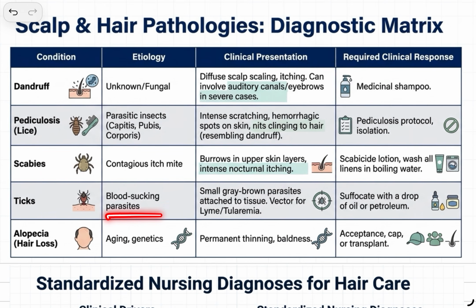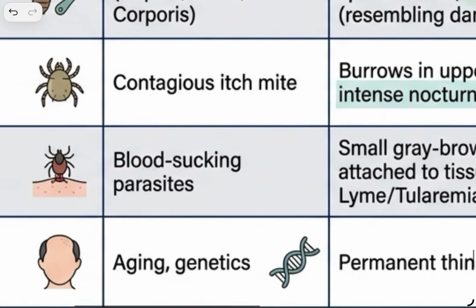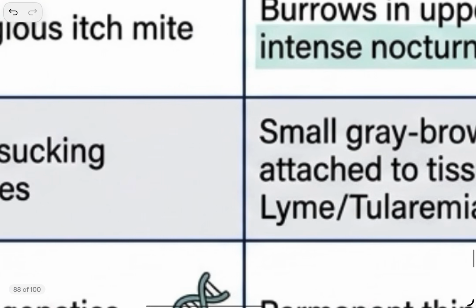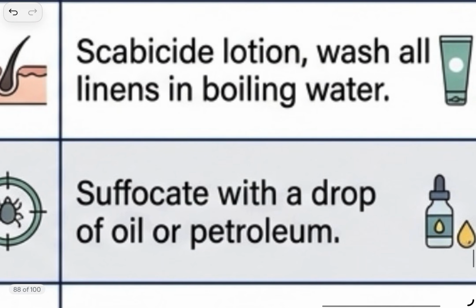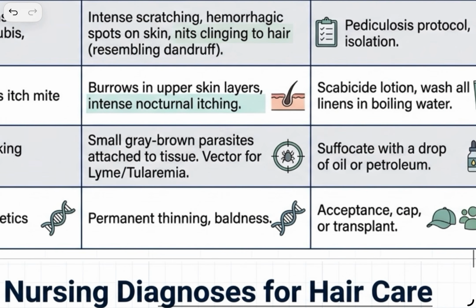Ticks, as I said, it's a parasite which sucks blood. A small gray-brown parasite attached to the tissue, and it will suck the blood. So what do we have to do for that, sir? We need to make the tick suffocate by applying oil or petroleum, as I said previously.